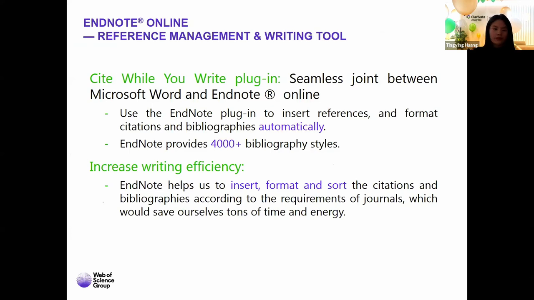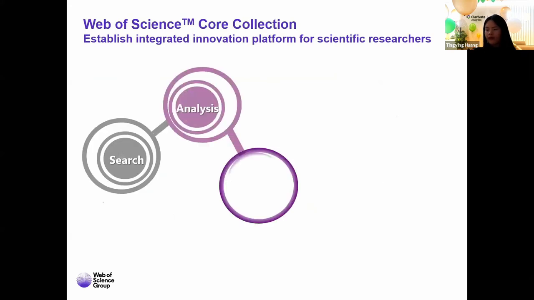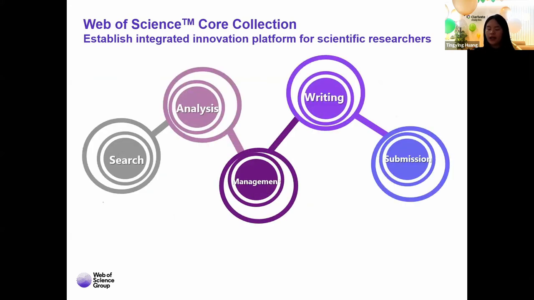And if you would like to have a try, just click the EndNote Online linkage in the Web of Science platform, and you can use the same account you have used in Web of Science to log into EndNote Online and do reference management, reference insertion and citation formatting very easily in this platform. Finally, when we finish our paper, it is time for the paper submission.